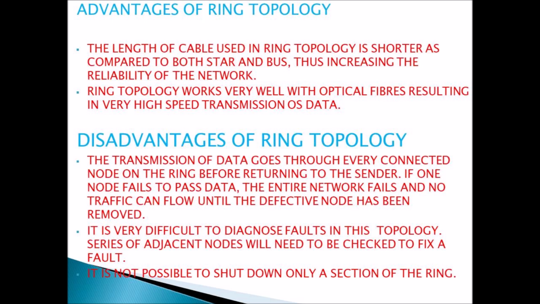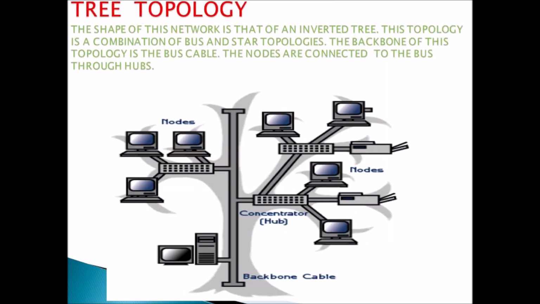It is also very difficult to diagnose faults in this topology, because a series of nodes are connected between two devices, and if any one device fails, the entire network will fail. And also it is not possible to power off or shut down a specific node. If any one node gets shut down or loses power, the entire network will shut down. And the next topology is tree topology.